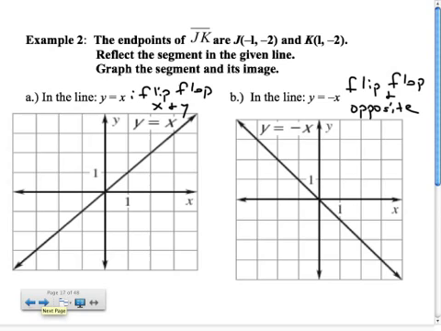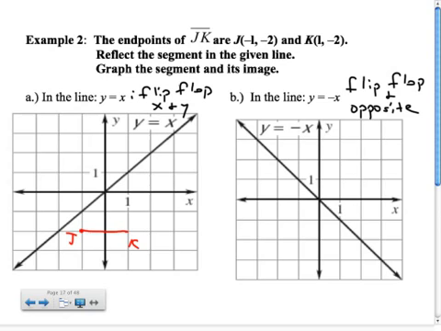I'm going to show you both ways here. First of all, the endpoints of JK are (-1, -2), so there's J, and K is (1, -2), so there's K. Here's my original segment, and I have to reflect it over that line. You have to be careful here. If you're going to use the counting method, you have to count diagonally. Here's what I mean by that: if I start at J, I go diagonally.